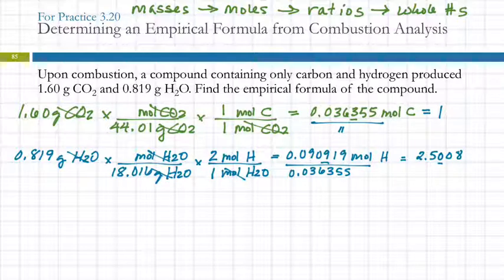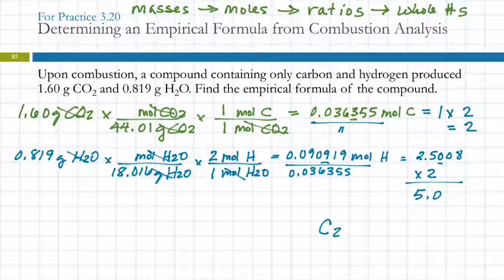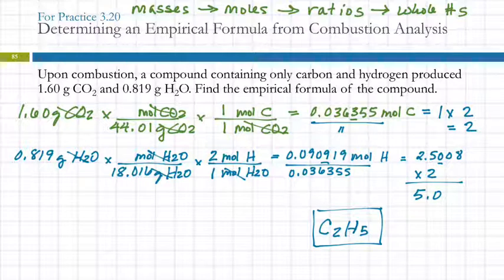How do I make 2.5 into a whole number? Multiply by 2. So if I take 2.5 times 2, I'm going to get 5.0 and stuff. This is definitely within 0.2 of a whole number, so I can keep that as a whole number. If I multiply that one by 2, I have to multiply this one by 2. And so this one ends up being 2. So the empirical formula is C2H5. Any questions?